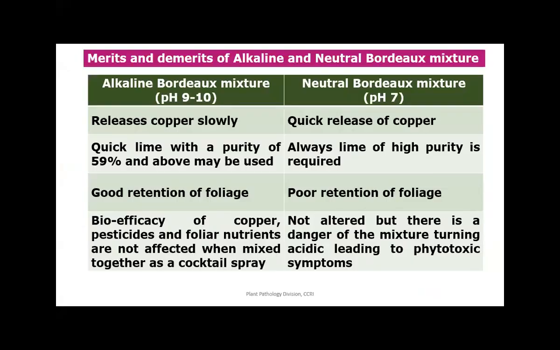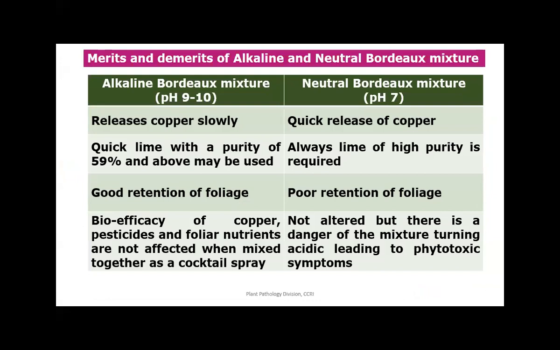So then I have just taken here the merits and demerits of alkaline Bordeaux mixture and neutral Bordeaux mixture, because many of the planters use neutral Bordeaux mixture for areca, and many of them use it for coffee too. So I just wanted to explain what the merits and demerits are when we use alkaline and neutral Bordeaux mixture.